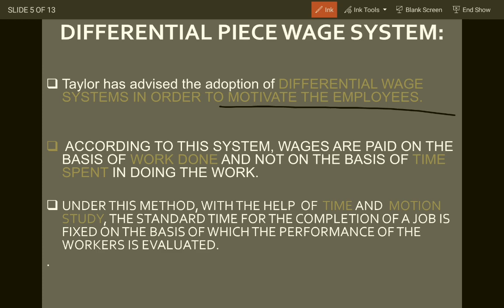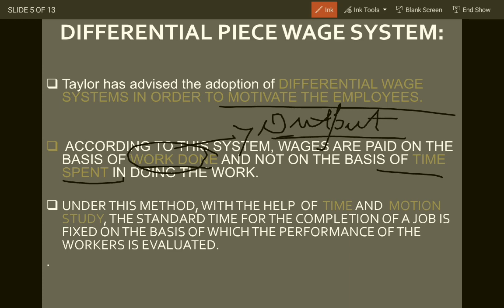According to the system, wages are paid on the basis of work done, not on the basis of time spent. On the basis of the output they are giving to the organization, not on the basis of the time they are spending on production. Under this method, time and motion study, which also comes in work study, is used. This is a technique of scientific management, which I am going to explain in the next video.